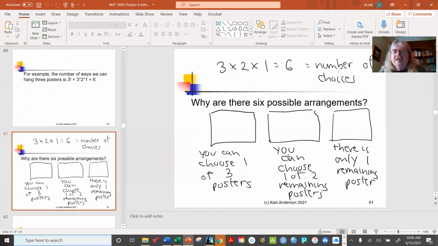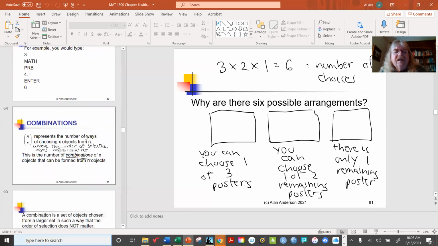Let's see. Right, now here I've tried to briefly explain why this is happening, because for the first poster, you can pick any of the 3 that you have available to you. Once that's been chosen, for the second poster, there's only 2 left to choose from. And then when you get to the third poster, there's only 1 left. So the total number of possibilities is 3 times 2 times 1, which is equal to 6.